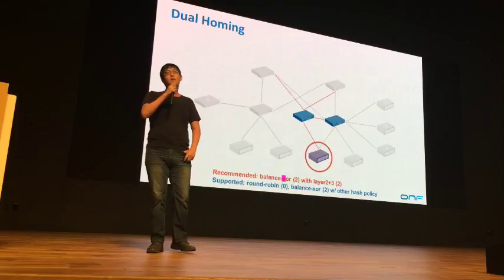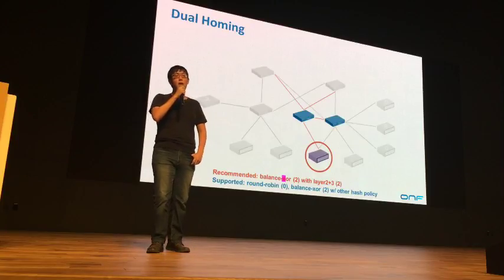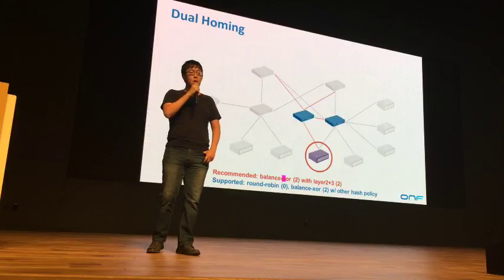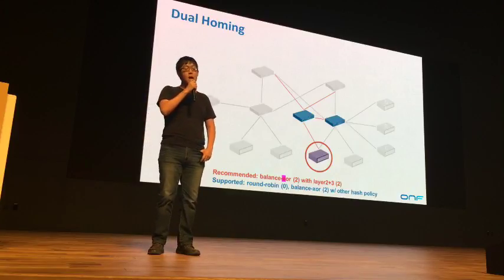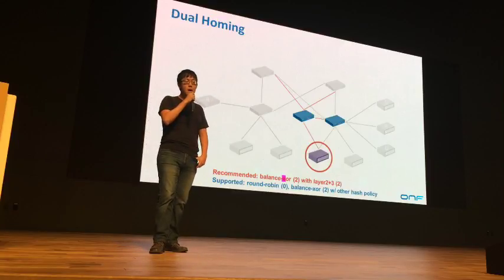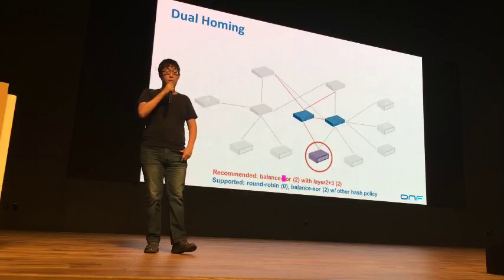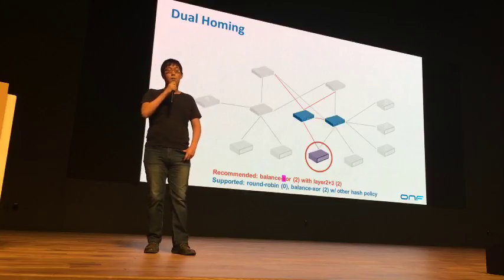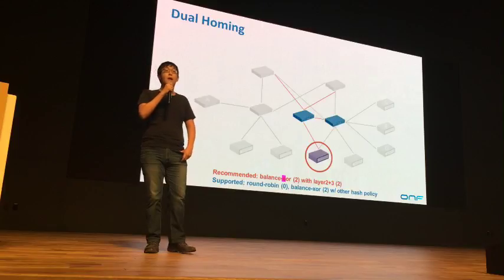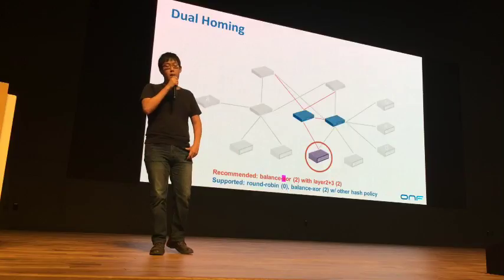In order to use this dual homing feature, we need to configure a bonding interface on the host. We recommend using balance XOR with transmit hash policy layer 2+3. This is the most efficient way we have right now. We also support round robin or balance XOR with other hash policies, but these are less efficient, so we do not recommend them, but we support them.